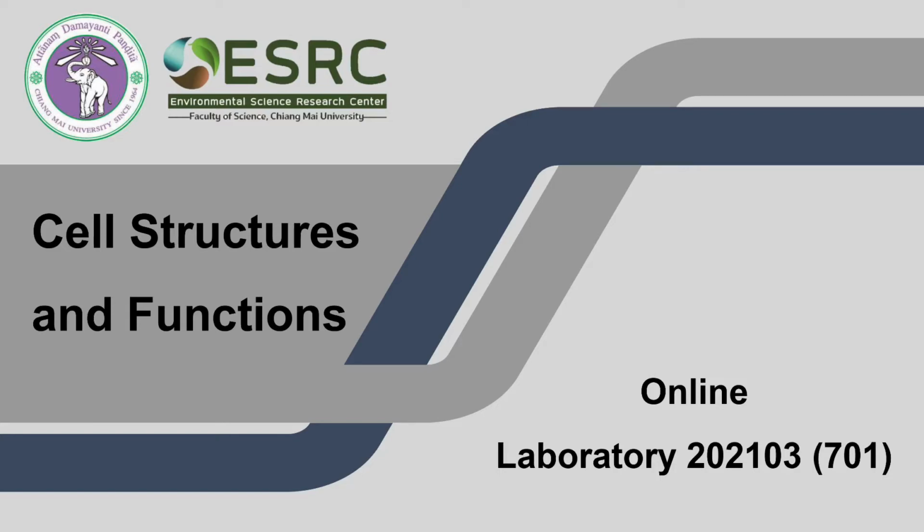Cells are the smallest living units of an organism. Cells differ in shapes, structures, and functions. All cells consist of two main structures, no matter what type of cells they are.